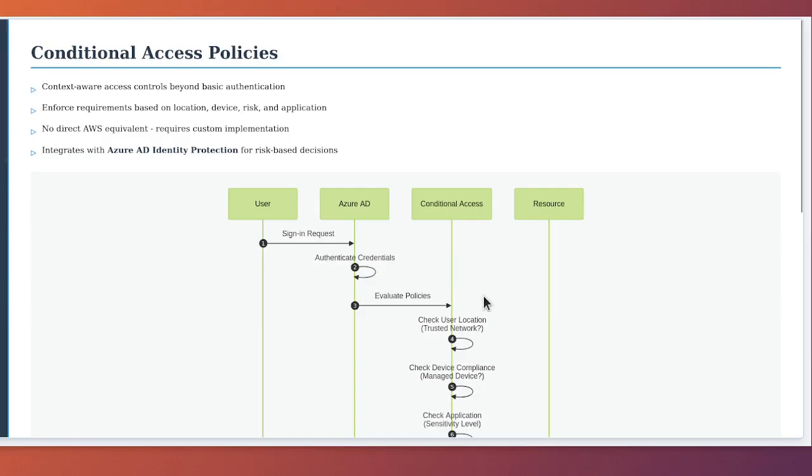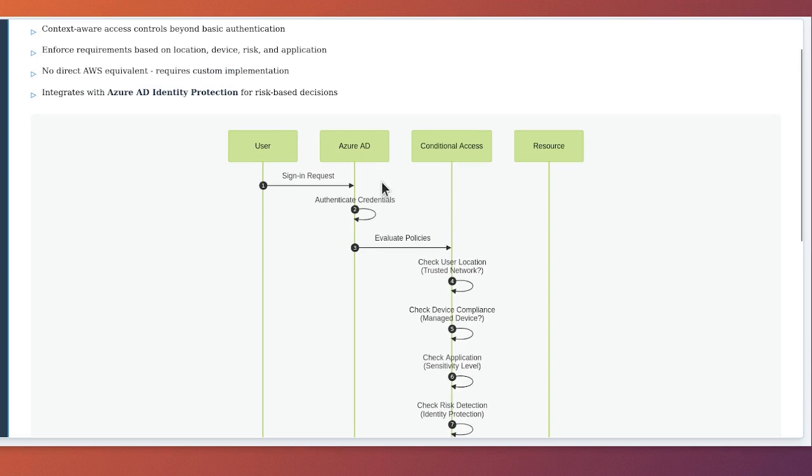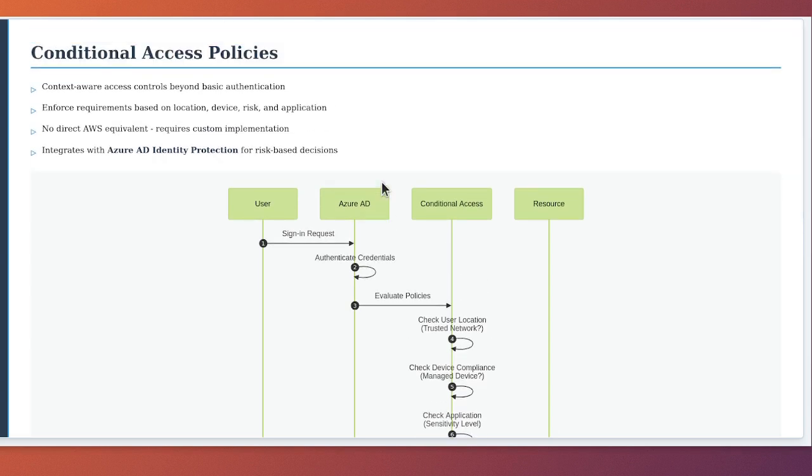Think of conditional access as an intelligent gatekeeper that sits between Azure AD authentication and resource access. After a user proves their identity with a password or other credentials, conditional access evaluates a set of conditions before allowing them through. These conditions can include whether they're connecting from a trusted network, whether their device is compliant with your organization's policies, whether they're using a managed application, and whether Azure AD Identity Protection has detected risky behavior.